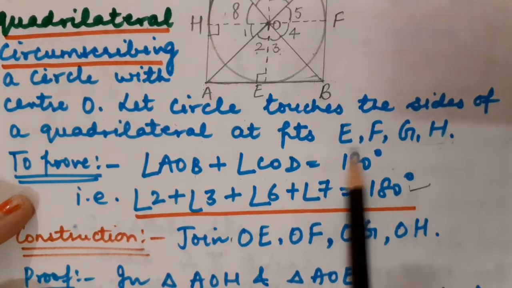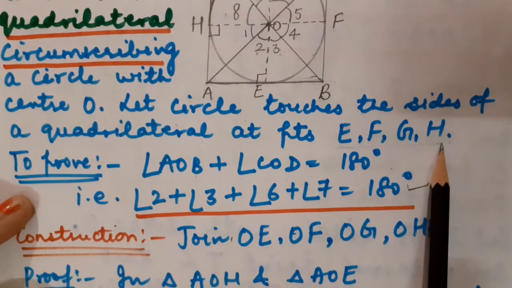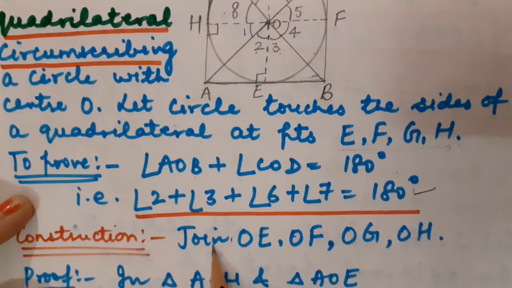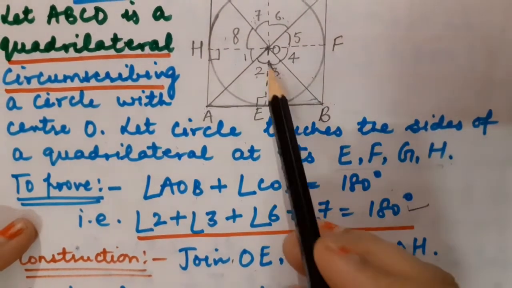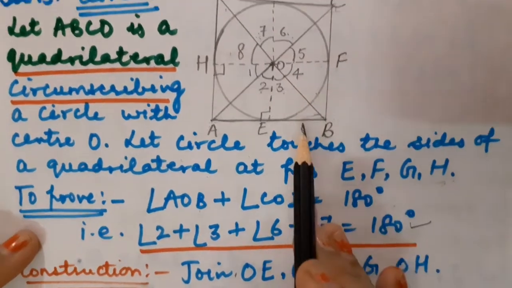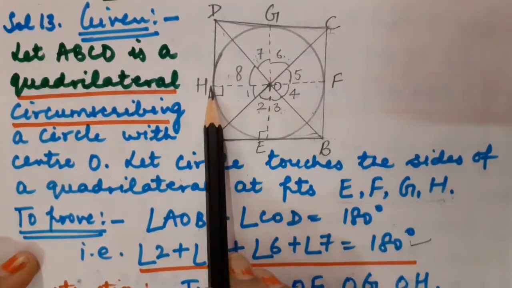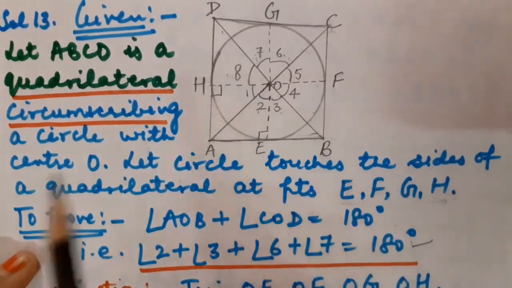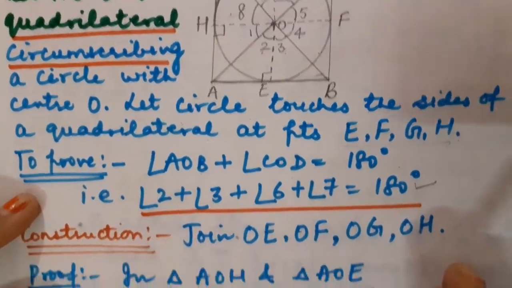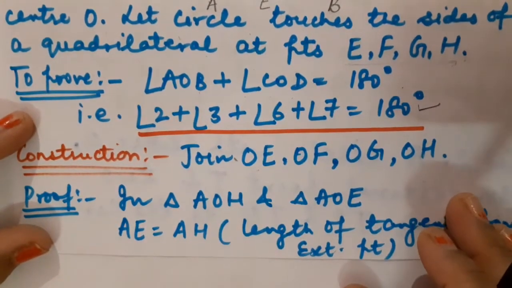So what can we say about these very points? Correct. These points are basically points of contact. Fine, children. One more step of construction I have done: I have joined OE, OF, OG and OH. Or you can say that I have basically drawn four radii of the circle. Correct, children. Now let us start its proof.